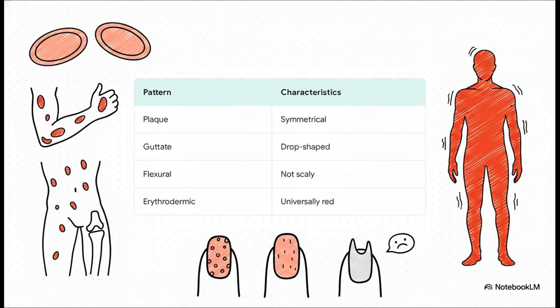Then we have flexural psoriasis, found in the skin folds. Interestingly, this type is glistening red and entirely lacks those trademark scales. On the extreme end of the spectrum is erythrodermic psoriasis, a rare, severe form where the skin is universally red, often accompanied by intense shivering and malaise. And don't forget the nails. You'll often see classic signs like thimble pitting or onycholysis, where the nail physically separates from the bed.